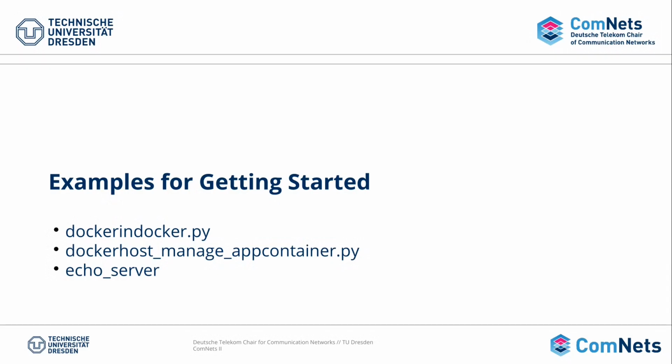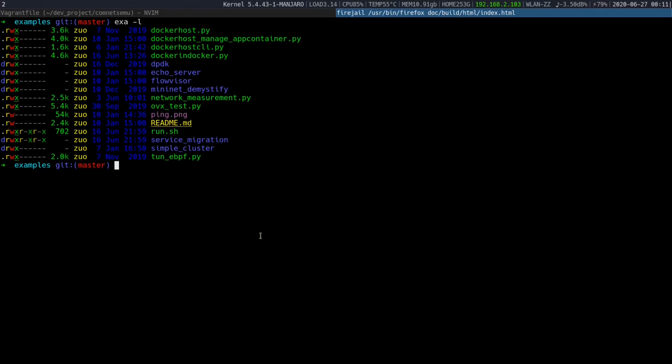So the last part of today's session is to check some examples for getting started. We will go through the docker example, the Docker host managing app container example. And I think maybe it's better to put the echo server and also the service migration example in part 2. And if you go to the example directory, you can find the docker.py file.